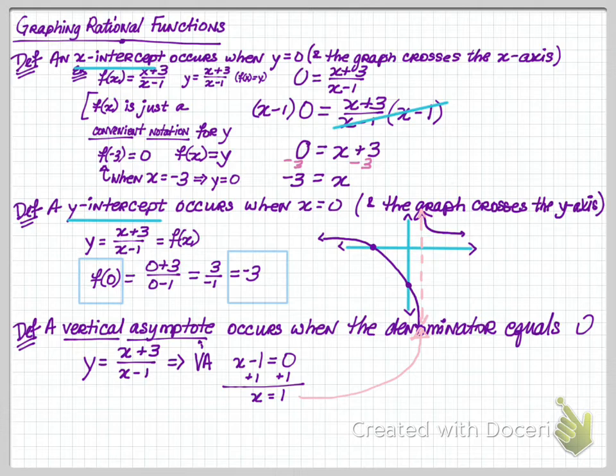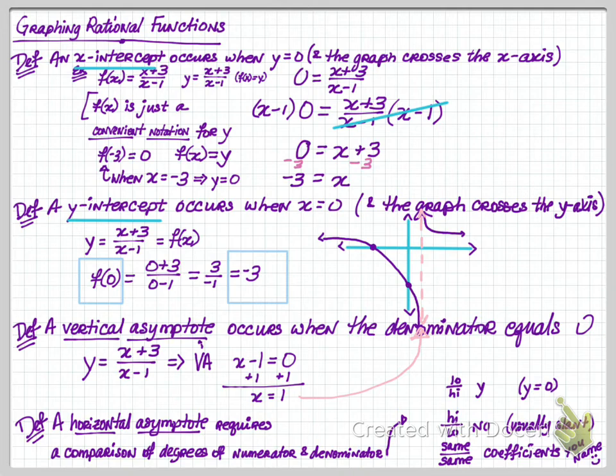Moving onwards and upwards, we're going to go to a horizontal asymptote. So in this particular example that we've been working with the whole time, we look at this and we see that the degrees of our denominator and our numerator are the same. So low over high, no, that's not true because the degree in the top is not lower than the degree in the bottom.